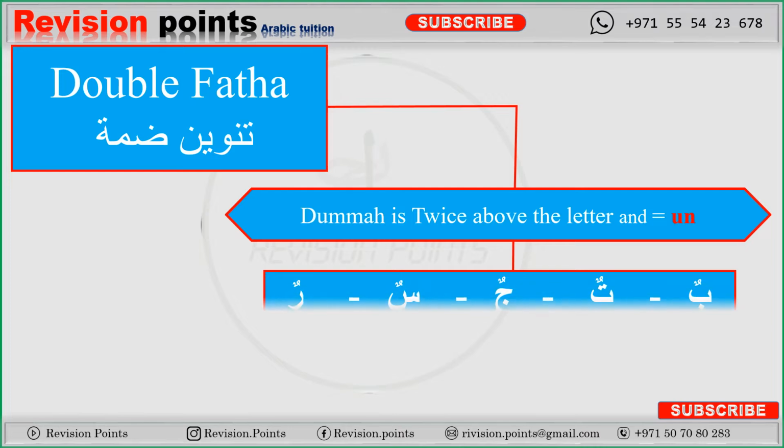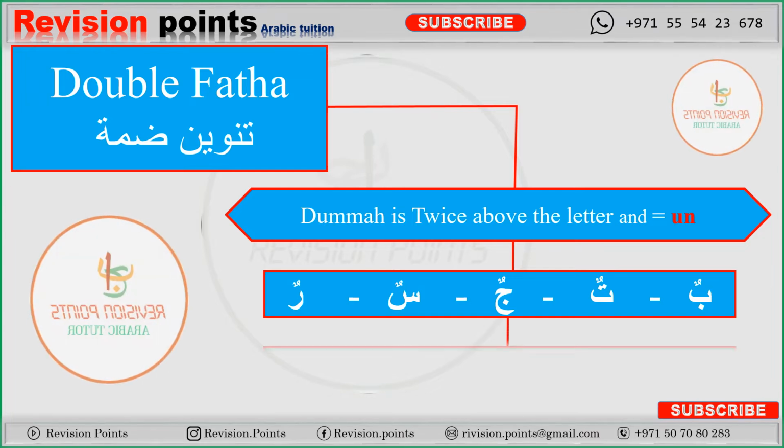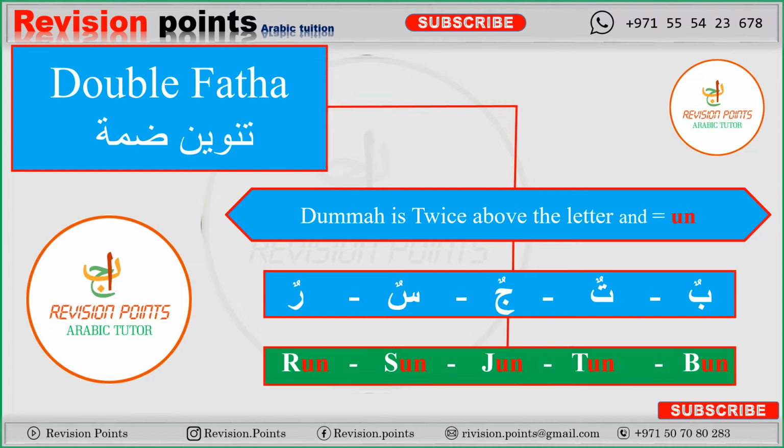Ba with double Dhamma, Ta with double Dhamma, Jim with double Dhamma, Sin with double Dhamma, Ra with double Dhamma. Ba is B, Dhamma is U, one more Dhamma is N: Bun. Ta is T: Tun. Jim is J: Jun. Sin is S: Sun. Ra is R: Run.